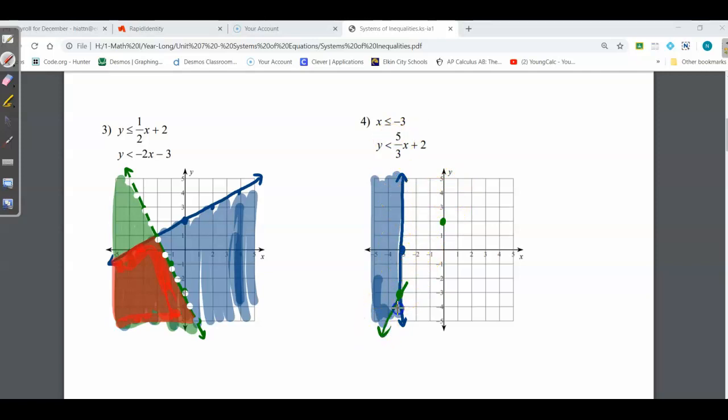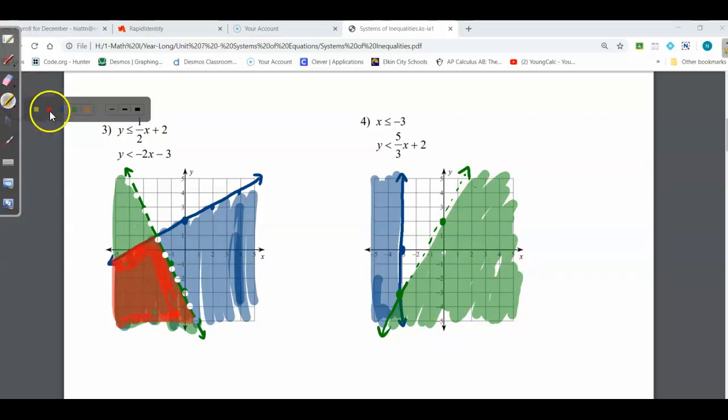Notice I was about to make that same mistake again. I have a less than sign here, so I need to use a dotted line instead of a solid line because I do not have an or equal to here. And then this is less than, so I'm going to shade below. That green, I'm shading here below. And my answer is just that part where they overlap. So this little tiny sliver right here, which will continue going out, that little sliver right there is where my answer is.